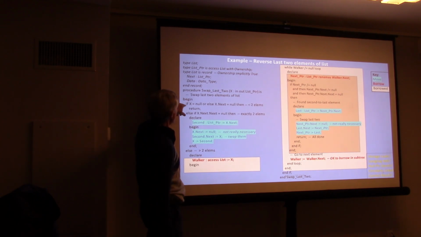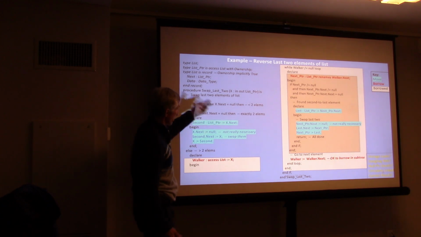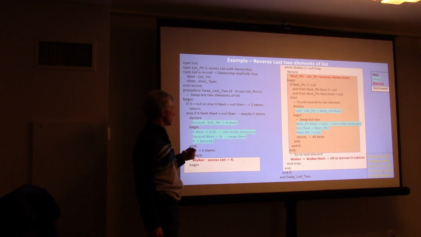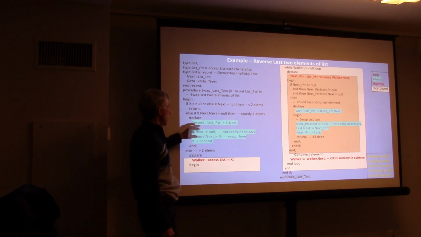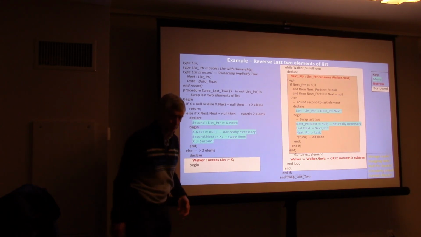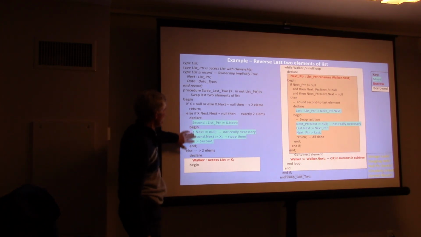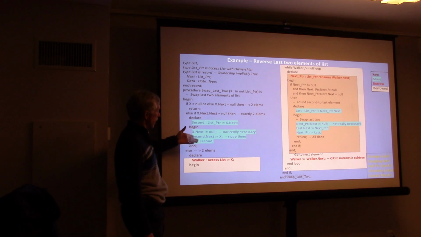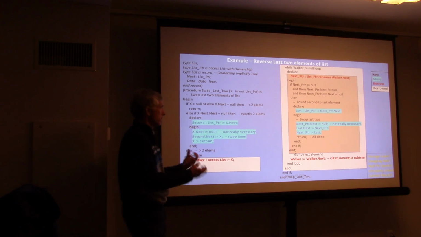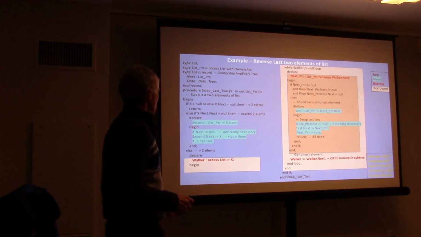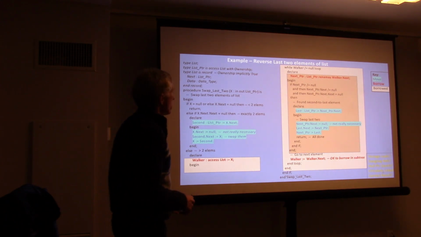So quickly looking at it, if X is null or X.next is null, then we have less than two elements, nothing to do. If X.next.next is null, then we have exactly two elements, and this does a swap. The compiler will catch if we don't actually do a swap, or we create some kind of a circular linked list or something.